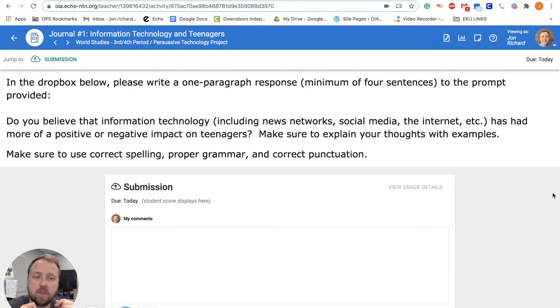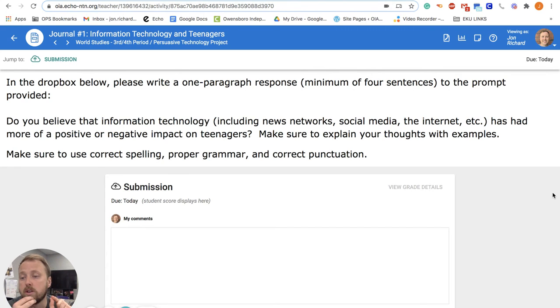Make sure to explain your thoughts with examples. So talk about social media, talk about the news, give me examples. You can even talk about your own life. I won't share these with anyone else. But if you think it's positive, why do you think it's positive? If you think it's negative, why do you think negative?